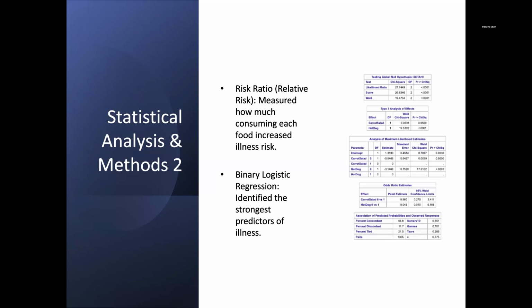Statistical analysis and methods, page 2. Ratio and relative measures show how much consuming each food increases illness risk. To the right, you will see a chi-square test that shows what is less than 5. Next, binary logistic regression to identify the strongest predictors of illness. Next slide.